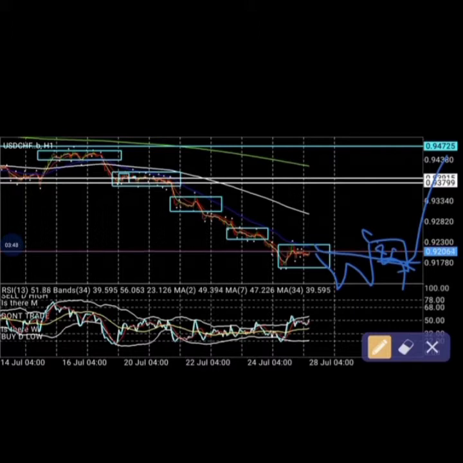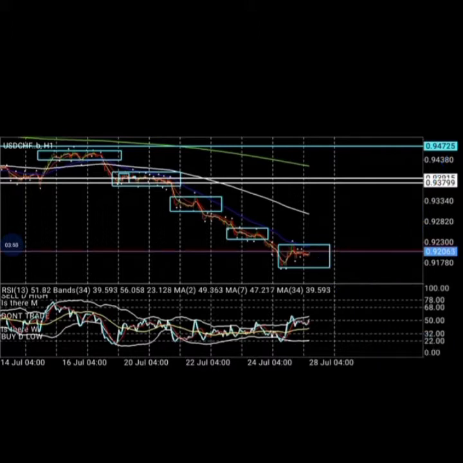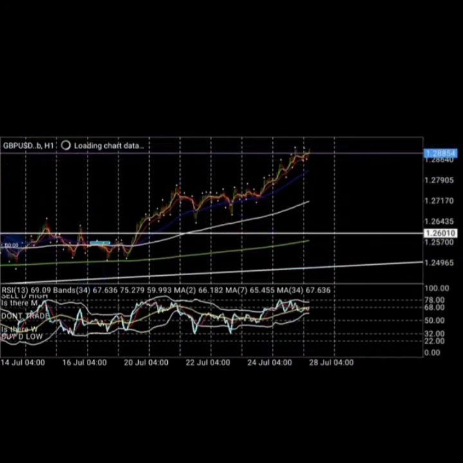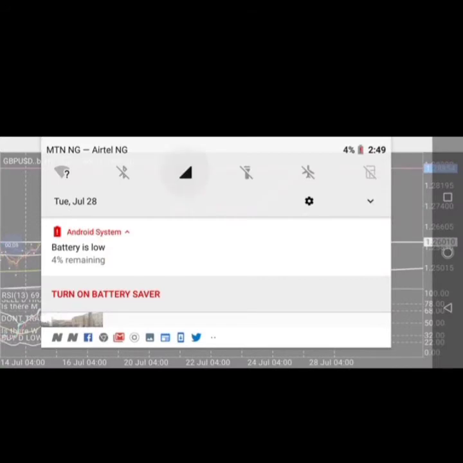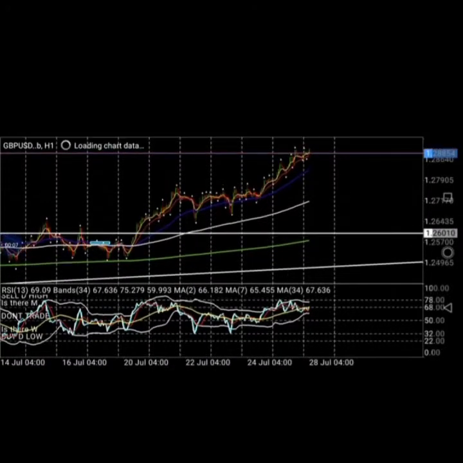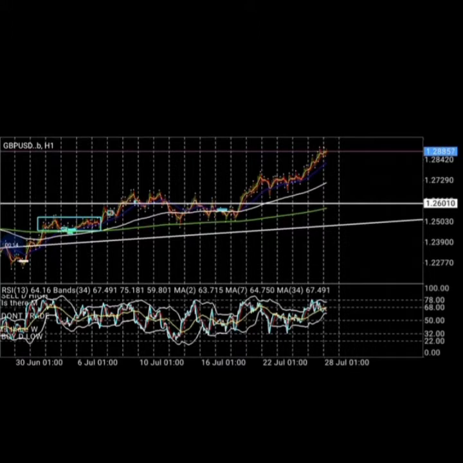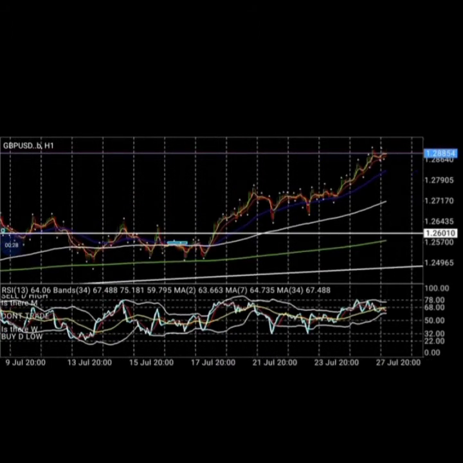Let's look at GBPUSD. This is our GBPUSD, the pound versus US dollar. Same thing here, like I said for the USDCHF, the US dollar has been weak. That's why these other pairs that have to do with the US dollar have been trending. So the pound USD has also been trending.